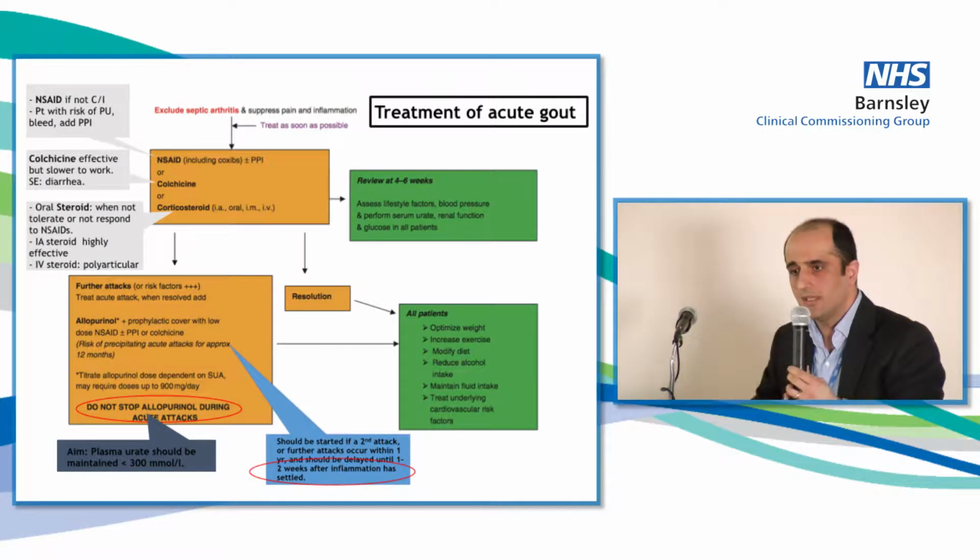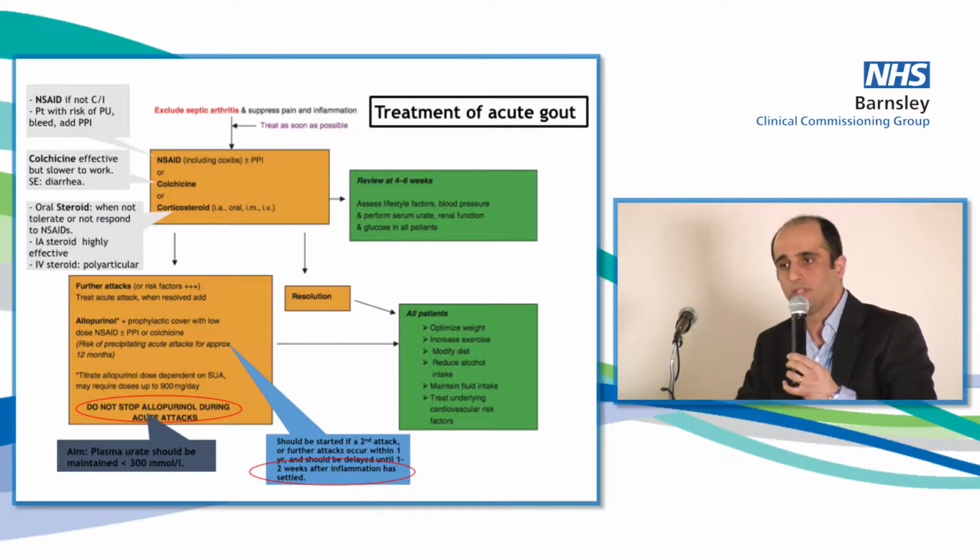So the third line is the corticosteroid, prednisolone, which is very effective, especially in those patients who you can't use NSAID on and who are not tolerating colchicine. We normally use oral steroid 15 to 20 milligrams. Intraarticular steroid is also very effective. You can use the oral one for about 1 to 2 weeks.